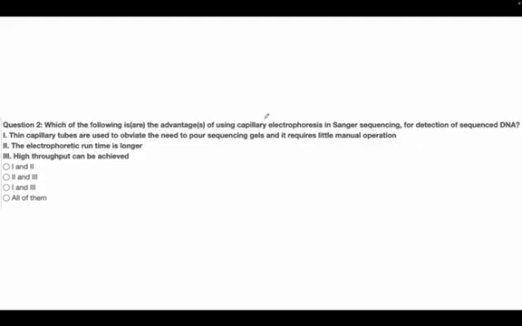Which of the following are advantages of using capillary electrophoresis in Sanger sequencing for detection of sequenced DNA? Right, so why should we use capillary electrophoresis instead of doing the standard long gel and then doing autoradiography? Thin capillary tubes allow us to avoid using a sequencing gel and require little manual operation. It allows it to be automated. That's correct. The electrophoretic runtime is longer. This is also correct, but it's not an advantage. A high throughput can be achieved. So the two advantages are 1 and 3.